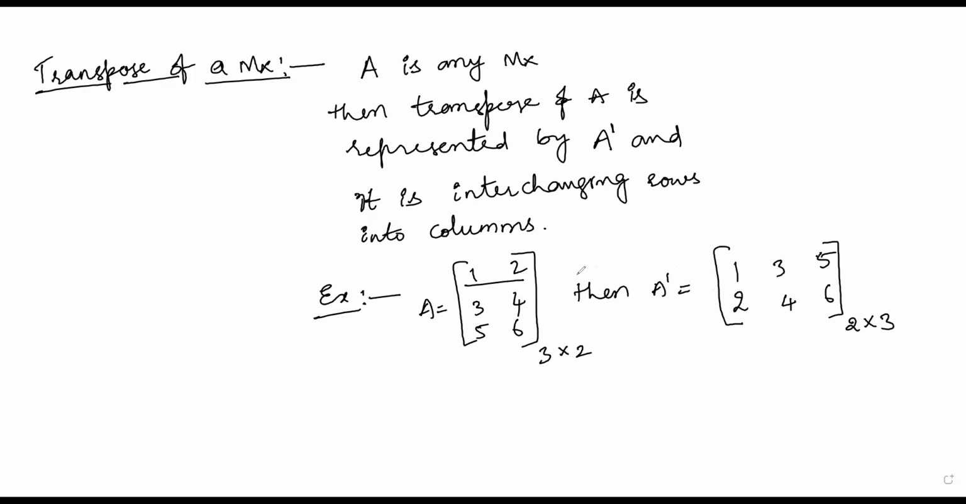I think this is simple, the transpose of a matrix. And then its properties. First one: if you do A transpose, then transpose again, what do you get? You are going to get the same thing. So (A transpose) transpose is A itself.